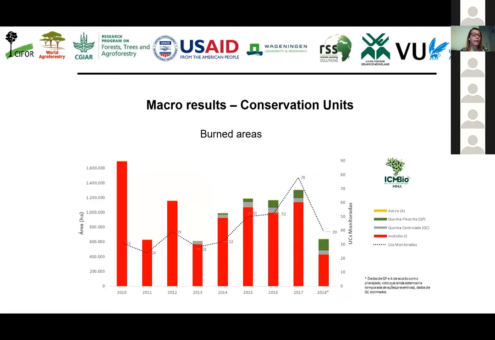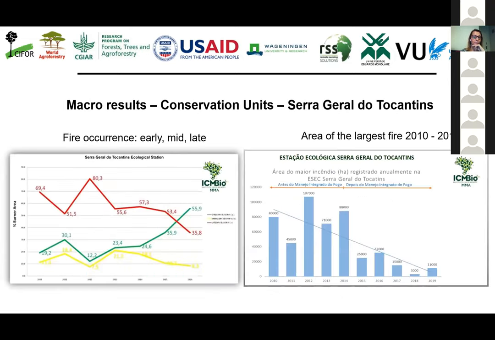please. Results of the integrated fire management in conservation units show a tendency of decrease of areas affected by wildfires, represented by the red in the bars, when fire management is applied, represented by the green and the gray bars in the graph. Next one, please.